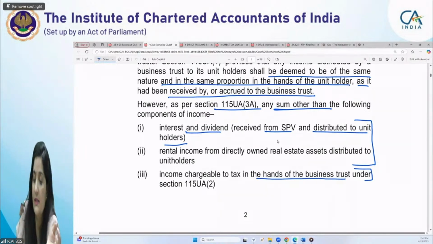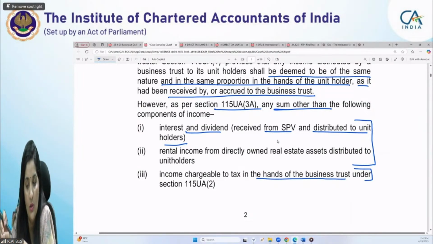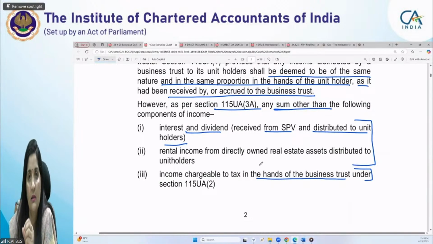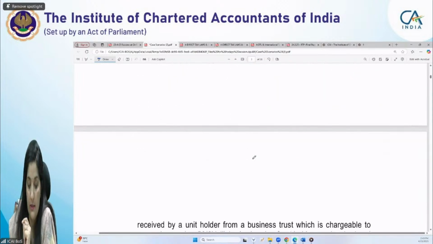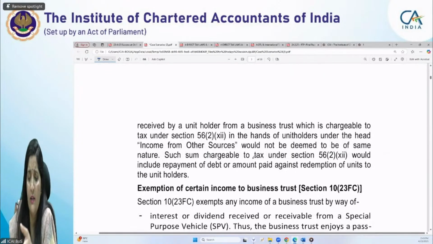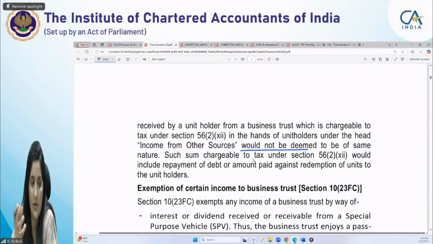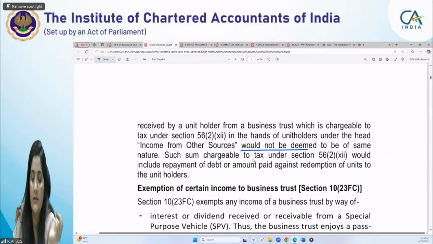So other than these incomes, other incomes are chargeable to tax in the hands of the business trust. Excluding all these, if anything the REIT is distributing to the unit holders, that would also be chargeable to tax in the hands of unit holders under income from other sources. It cannot be of the same nature, because the REIT is having some other income and distributing it to the unit holders. Apart from interest, dividend and rental income, that would be chargeable to tax under section 56 to 12 in the hands of the unit holders.